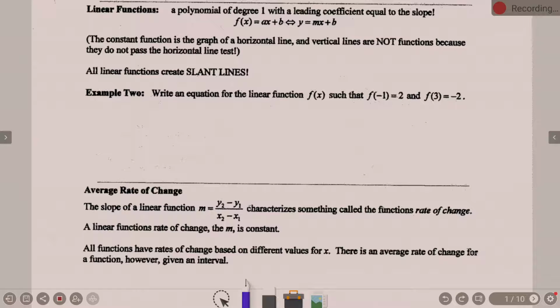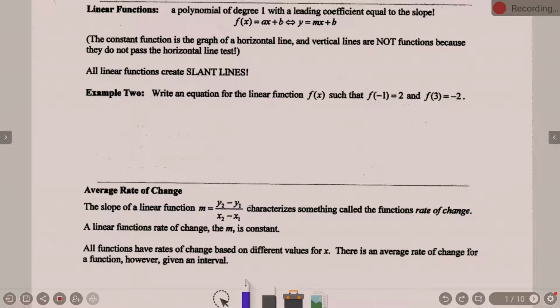Okay, so degree of 1, polynomial of degree 1 with leading coefficient. Notice it says equal to the slope, because when we think linear, we think y equals mx plus b. And notice that is right here, f of x equals ax plus b, same as thinking y equals mx plus b. Okay?